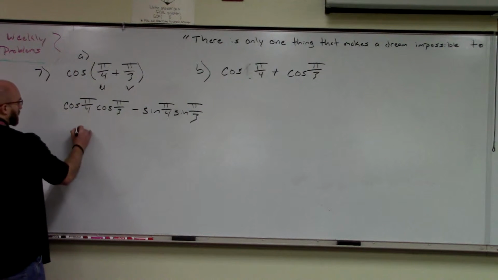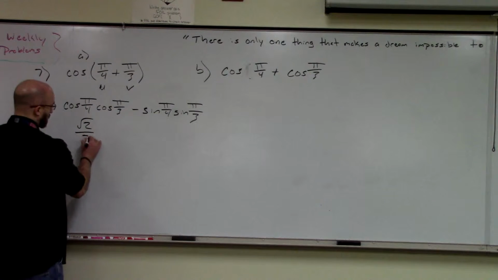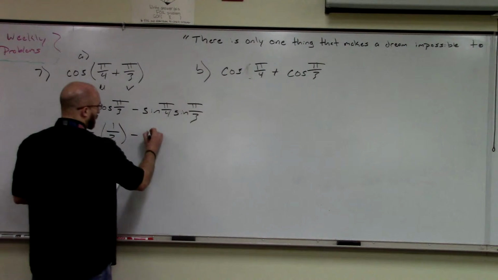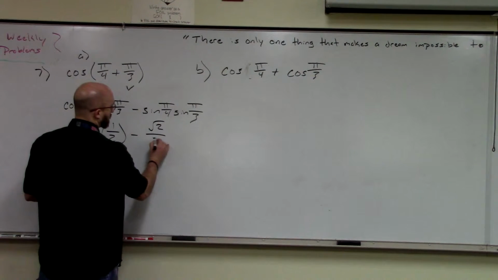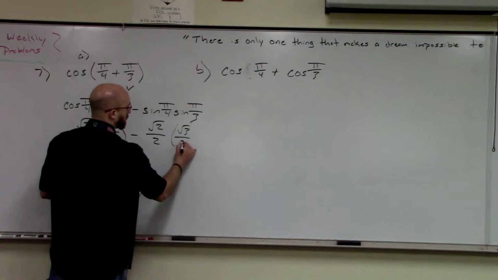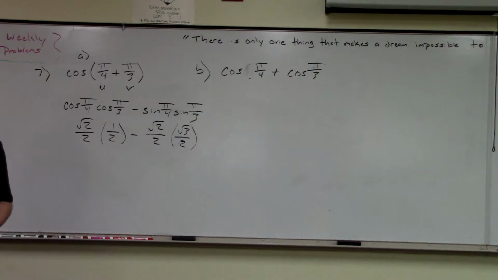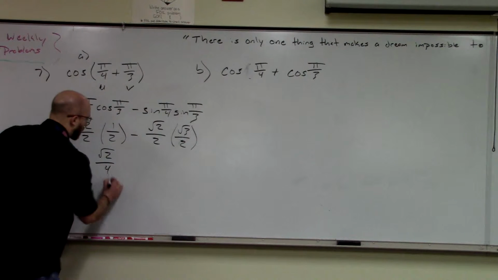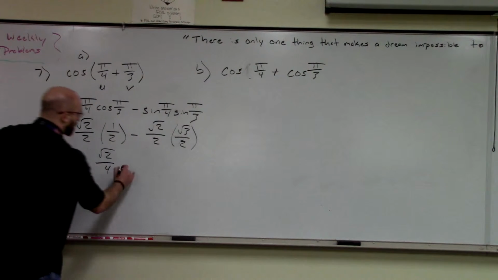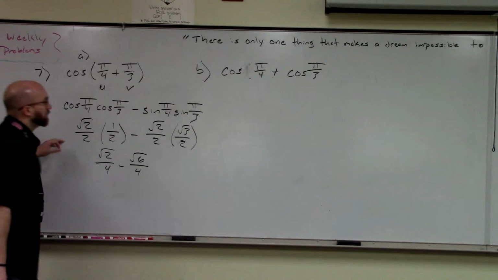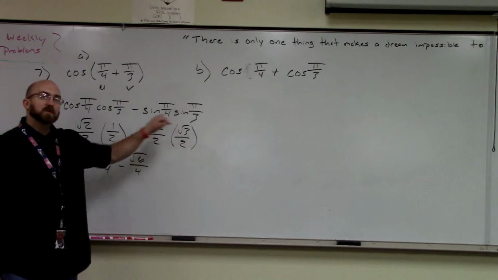So cosine pi over 4, that's square root of 2 over 2. Cosine pi over 3 is 1/2. Sine pi over 4 is square root of 2 over 2, then times square root of 3 over 2. It's multiplication, so make sure with fractions you just multiply straight across. So we get square root of 2 over 4, minus square root of 6 over 4. Remember, with square roots, you just multiply the inside numbers if they're the same.